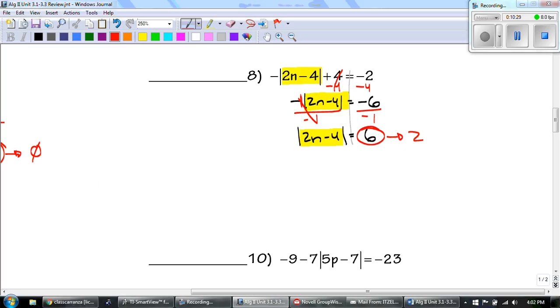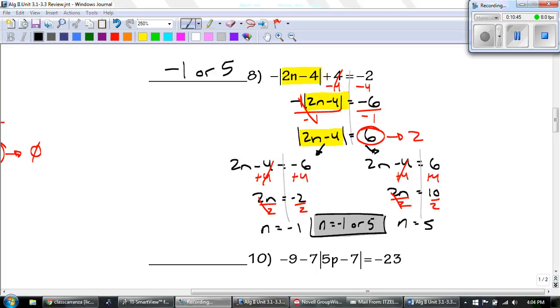Okay, so why don't you pause the video and solve the rest of this on your own. Good luck. And you should get negative 1 or 5.